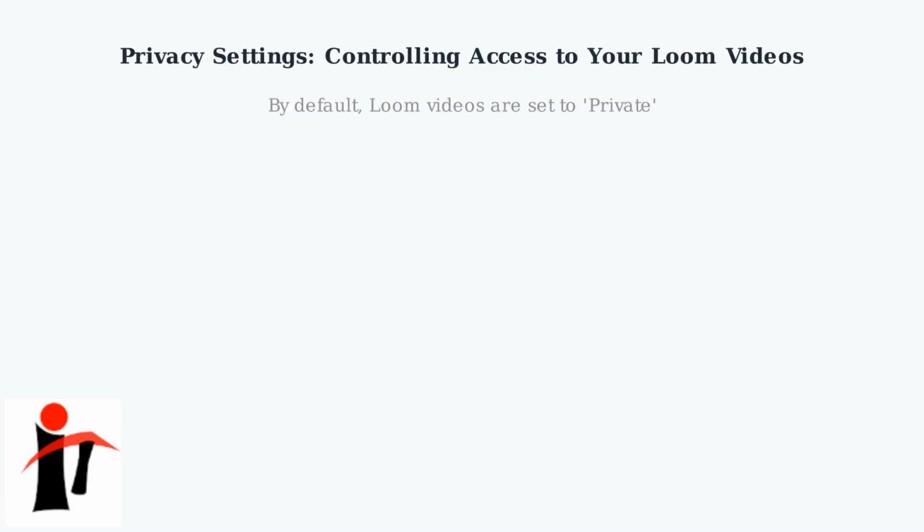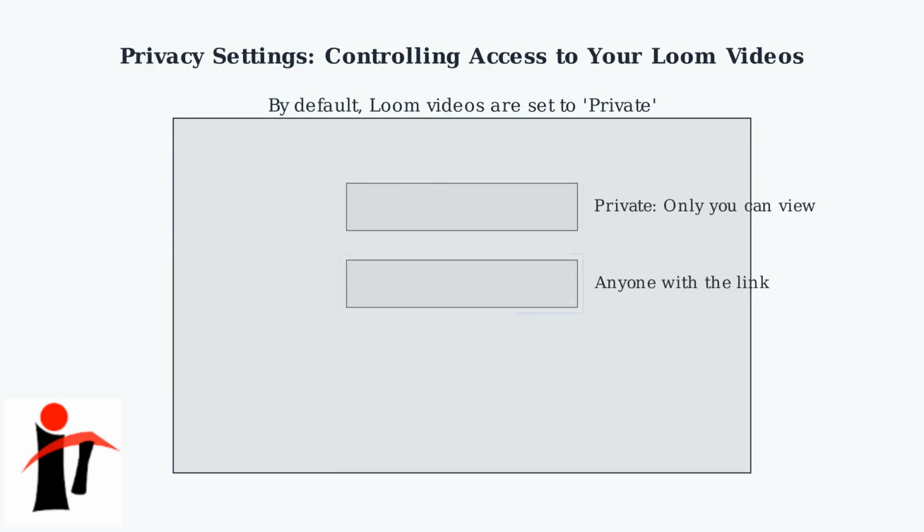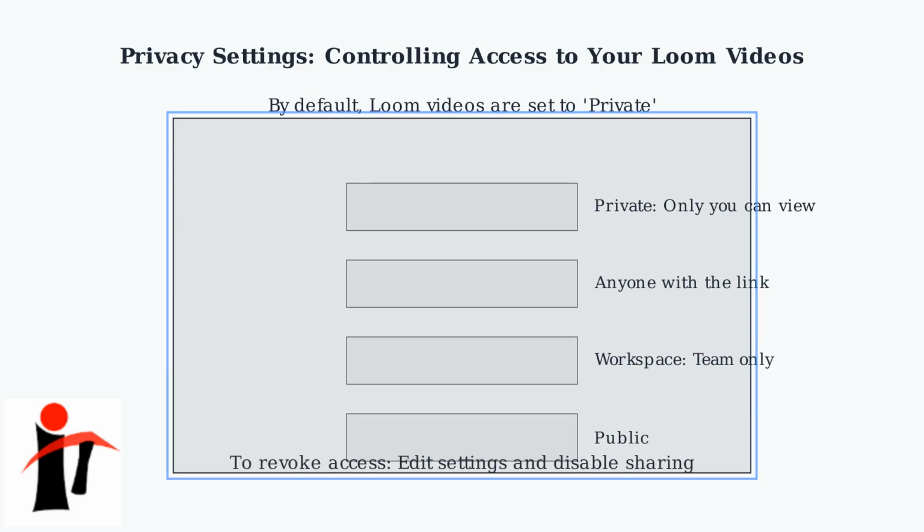Before deleting, it's important to understand Loom's privacy settings. By default, videos are set to private, meaning only you can view them. You also have options to set them to anyone with the link for semi-public access, workspace for team-only viewing, or public for open access. To revoke access to a video, edit its settings and disable sharing. This is a critical step if you've shared a video and later need to restrict access before deleting it.